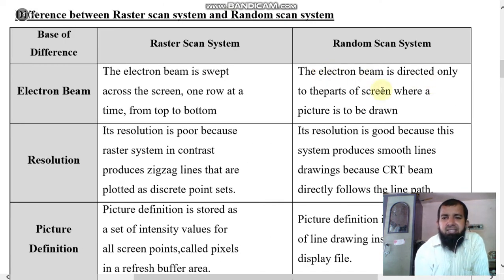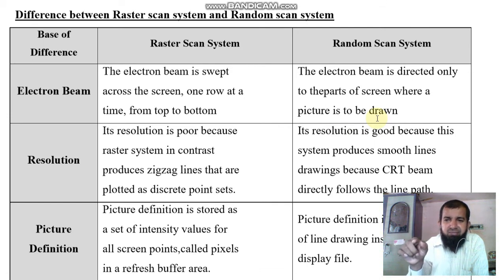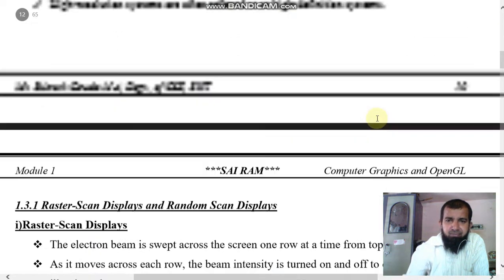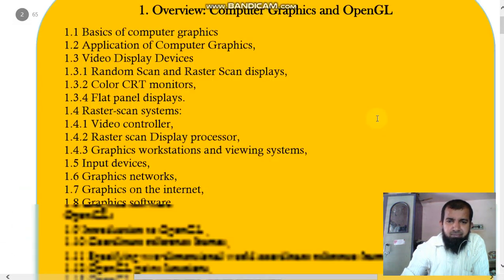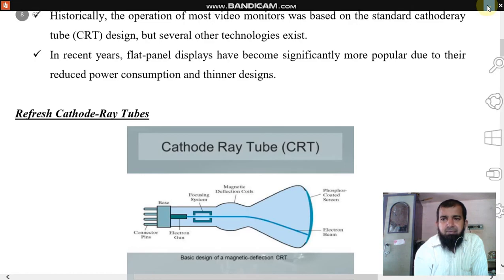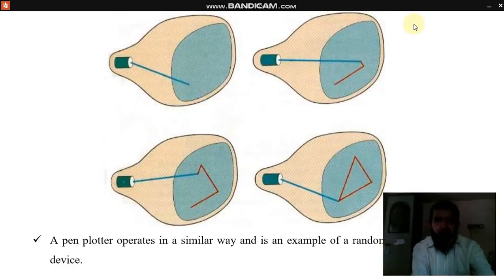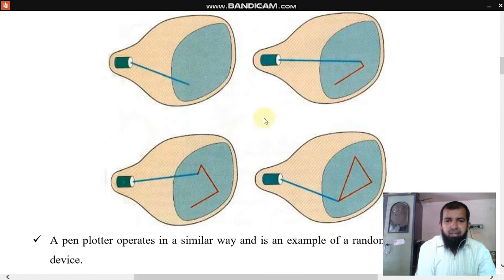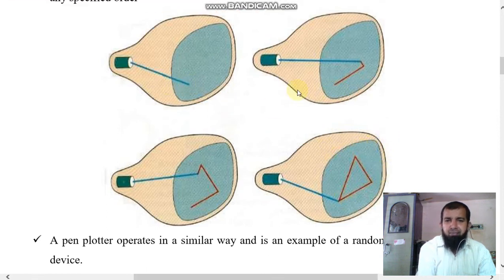In random scan, the electron beam is directed only to the parts of the screen where a picture is to be drawn. For example, if you want to draw this shape, it is pointed directly towards here, and then it goes on to draw like this, then like this.